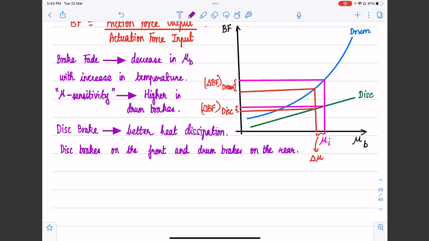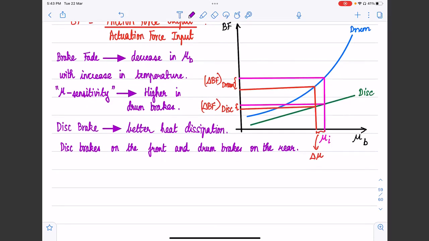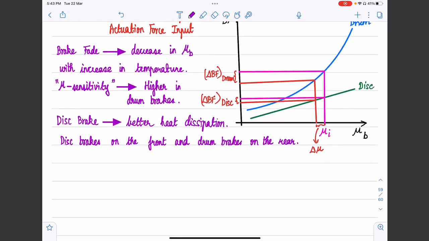So the higher the normal load on a wheel, the more is the braking capacity. We will be starting with braking dynamics analysis in the next class. So higher the normal load, more is the braking capacity. So we get more braking capacity in the front wheels. Point number one.